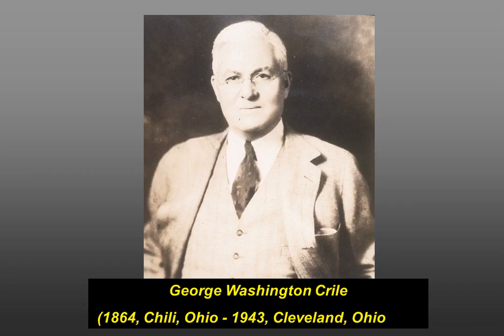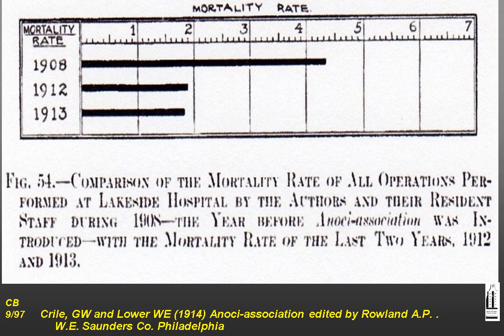In 1914, Dr. George Washington Crile, already mentioned in module number 1, wrote an extensive book entitled Anoci-Association, meaning without the association of noci, or nociception. A large portion of this book was dedicated to surgical outcome. Dr. Crile demonstrated that by preventing emotional stress and physical pain, he was able to decrease mortality by more than half. In 1908, before applying these interventions, post-operative mortality in his hospital was 4.3%, certainly very high by our standard.